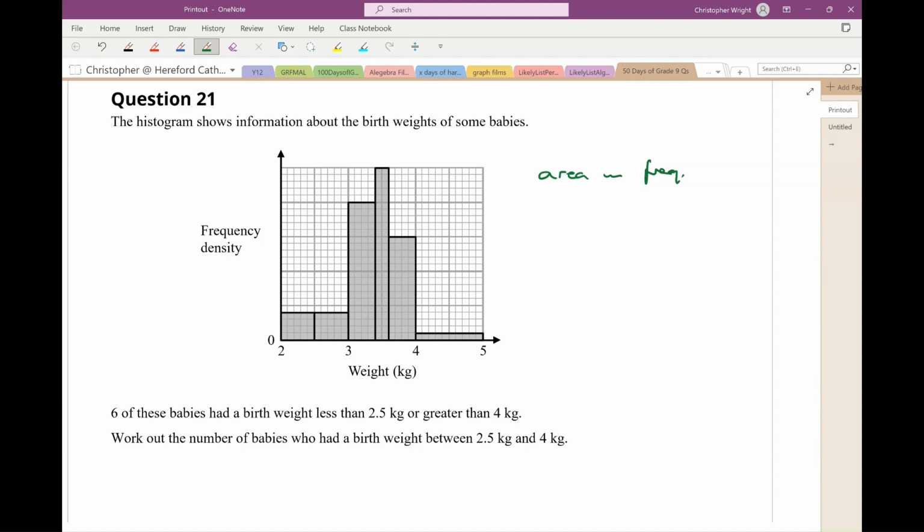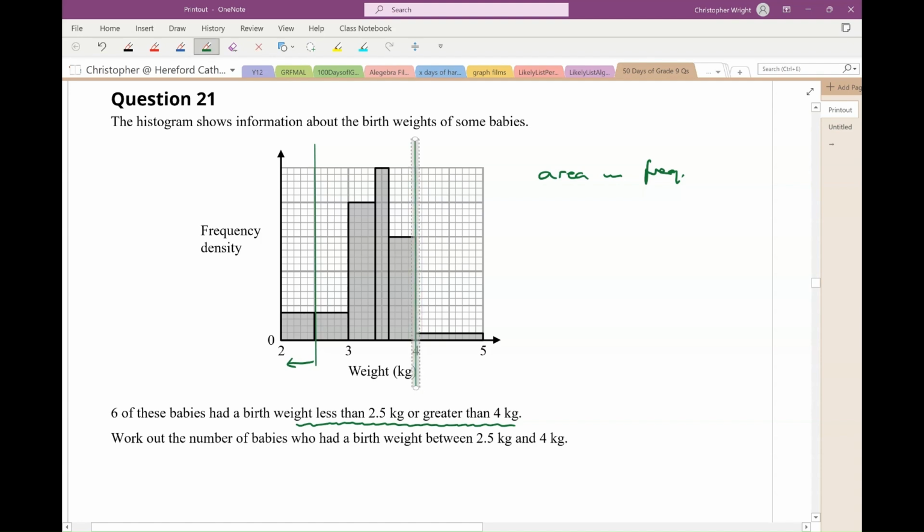6 of these babies had a birth weight less than 2.5 kilograms or greater than 4. Right, wait a minute. So, less than 2.5 or greater than 4. So let's draw that. So it doesn't need to be an arrow, does it? So let's draw, here we go, 2.5. So that lot or greater than 4. Okay.